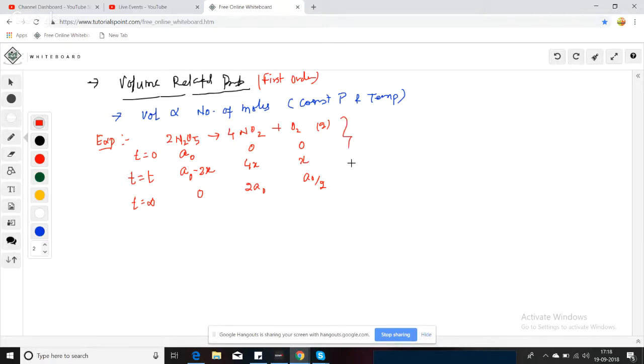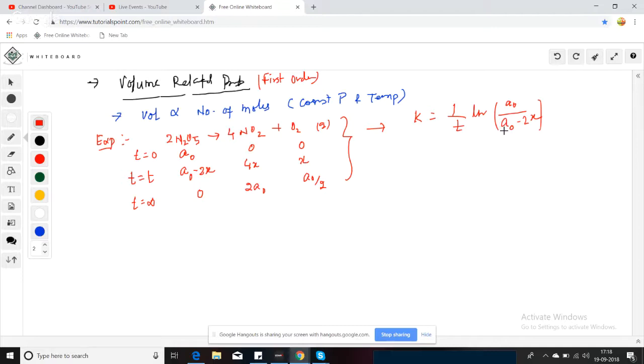For this reaction, if I write the expression of k, what will it be? k is equal to 1 by t ln of A naught by A naught minus 2x. We are taking the reference of this reaction, again and again I am repeating this. This concentration term will change when the reaction changes or the stoichiometric coefficient is written differently. So depending on the reaction, we write this concentration term or pressure term over here.